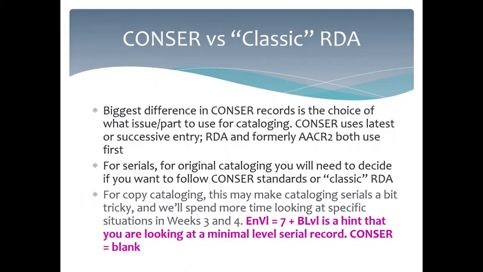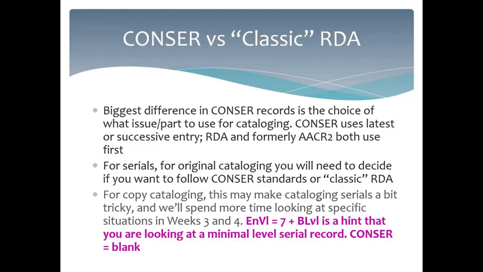So for serials, for original cataloging at least, you're going to need to decide if you want to follow CONSER standards and use the successive entry. So use the latest. If you have volume 25 and volume 26, you're going to catalog from volume 26, whatever is your latest one that you have. You're not going to wait for other things to come in, though. If you've got volume 25 and volume 26 is on the way, you're going to catalog from volume 25. You're just going to do your work and move on.